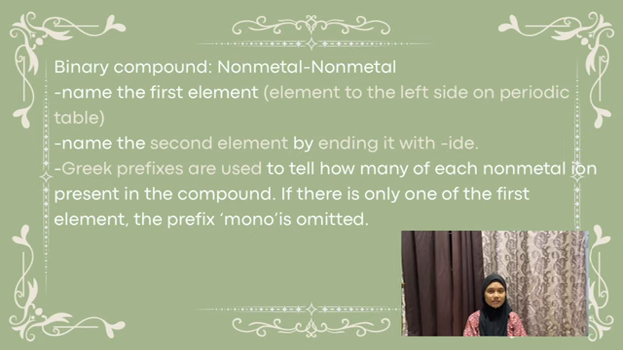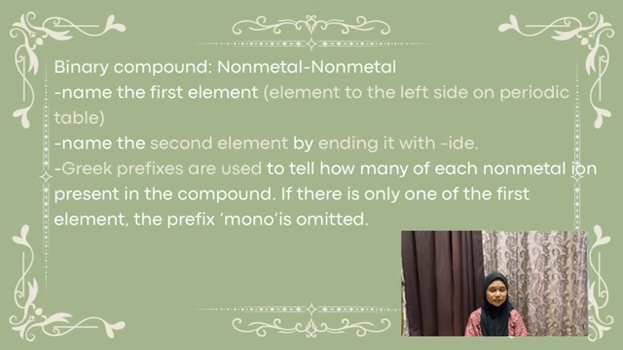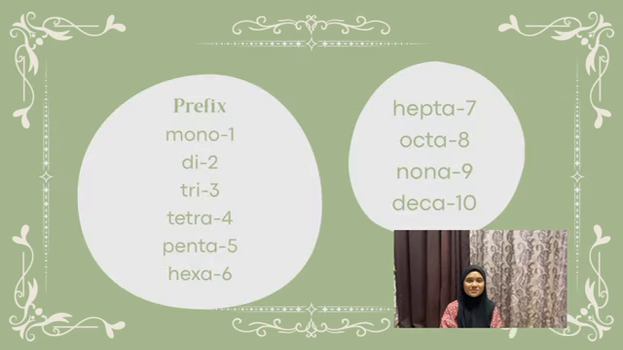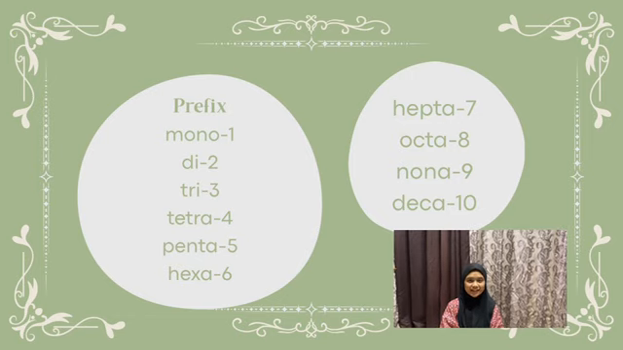Binary compound, non-metal and non-metal. Name the first element, which is the element to the left side of the periodic table. Name the second element by adding -ide. And also, Greek prefixes are used to tell how many atoms of the first element are present in a compound. If there is only one of the first element, the prefix mono is omitted. The prefixes are mono 1, di 2, tri 3, tetra 4, penta 5, hexa 6, hepta 7, octa 8, nona 9, and deca 10.